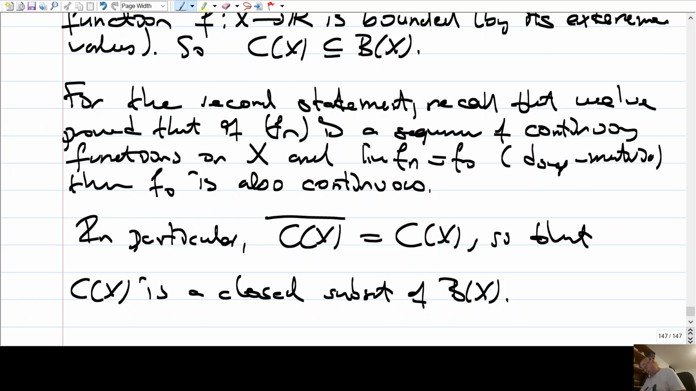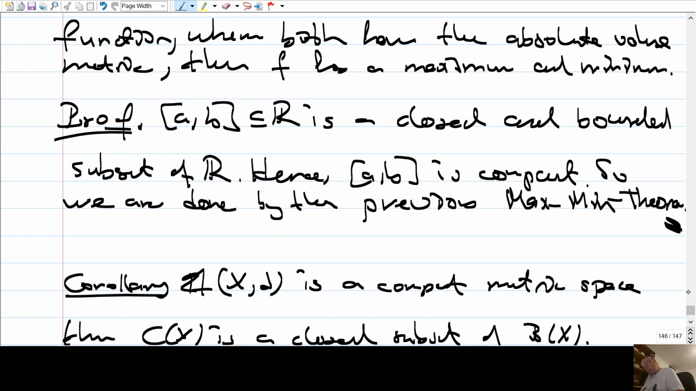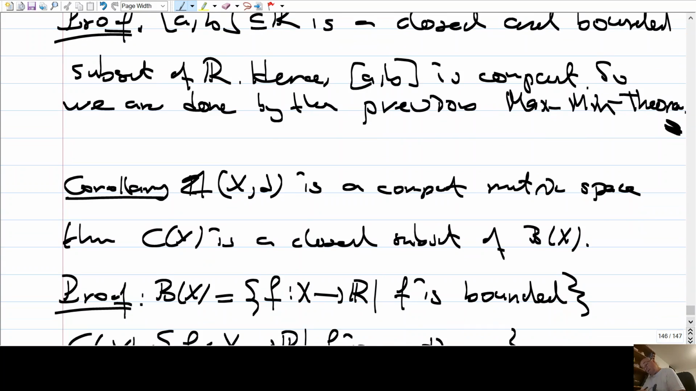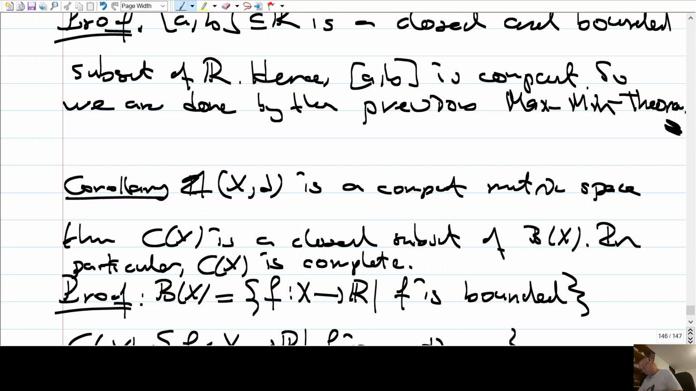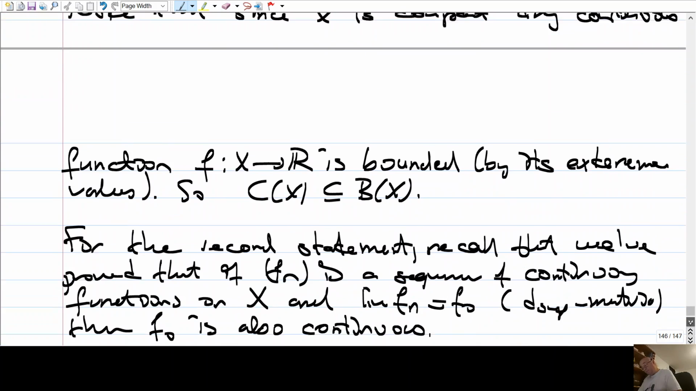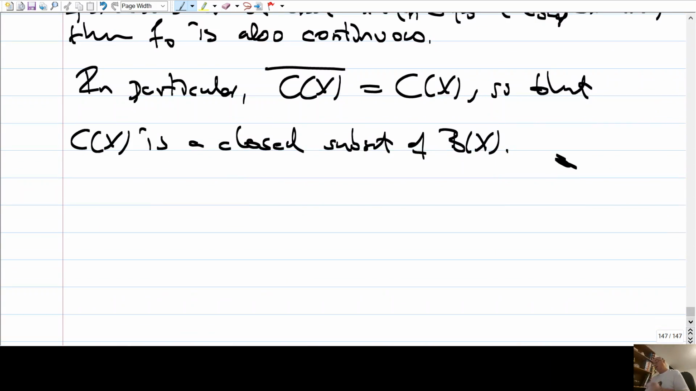Okay. Maybe I should say this. C(X) is a closed subset of B(X). In particular, C(X) is complete. So the metric space of continuous functions is a complete space. Of course, in the supremum metric.